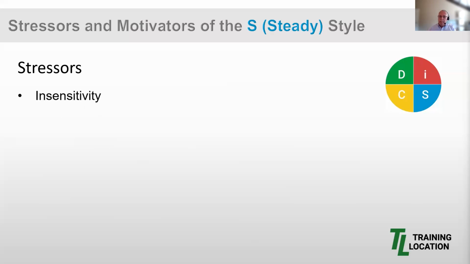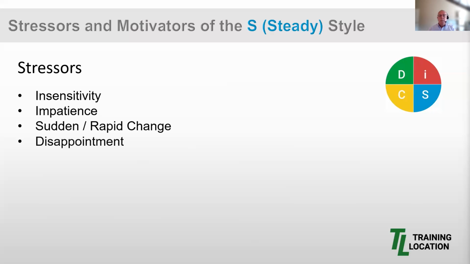Insensitivity, impatience, sudden or rapid change, disappointment from others, conflict with others or even between others, insincerity, unpredictability. I hope you can see the link to what the S style is focused on and how these aspects of an external environment could trigger stress.